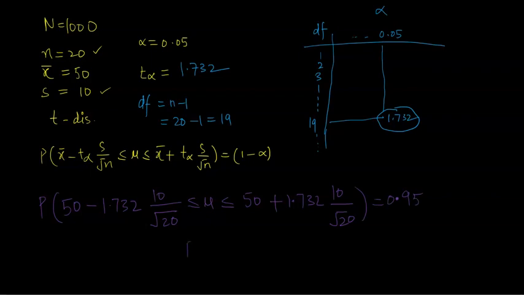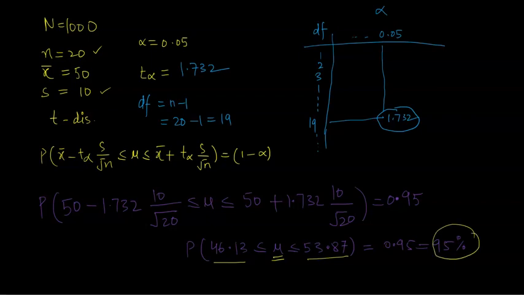And if I do some arithmetic here, then I'm going to get something like 46.13 less than or equal to mu less than or equal to 53.87, and that is exactly equal to 0.95. So I can say that I'm 95% confident. You can also write it, let's say, 95%. So the probability that the population marks, or marks of all 1,000 students, fall between these two limits is 95%.